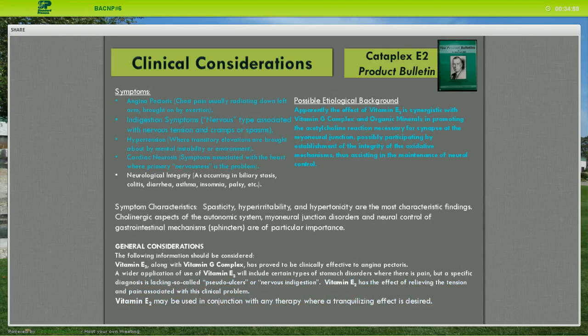So if we move to the Cataplex E2 portion of the product bulletin, you'll see, of course, that it talks about its ability to help angina or indigestion, hypertension, and cardiac neurosis where the heart's overreacting as a result of nervousness or anxiety. And basically all that comes down to its marriage with the vitamin G complex. So the effect of E2 and vitamin G and organic minerals in promoting that myoneural junction, perhaps by participating in the integrity of oxidative mechanisms. And that oxidative mechanism is one that we talked about in oxidative phosphorylation, that end step in creating ATP or energy.